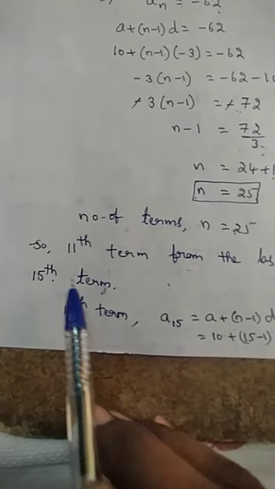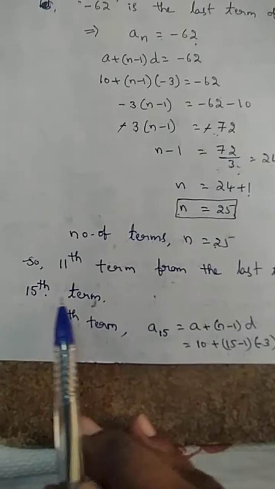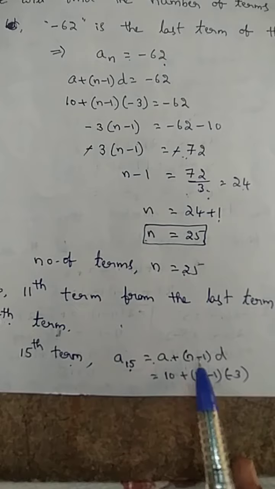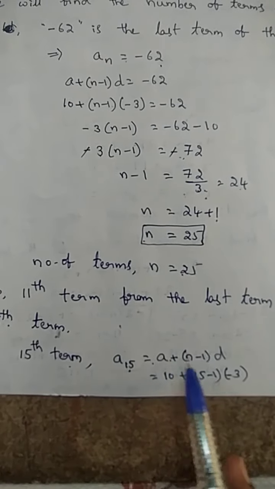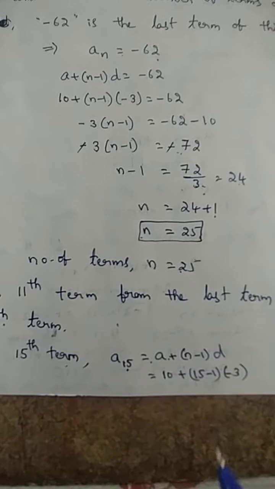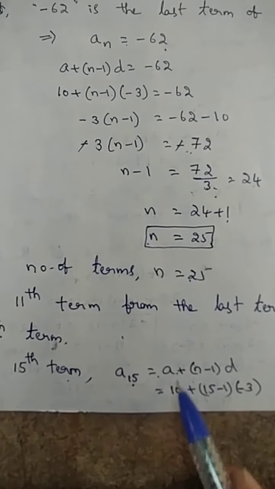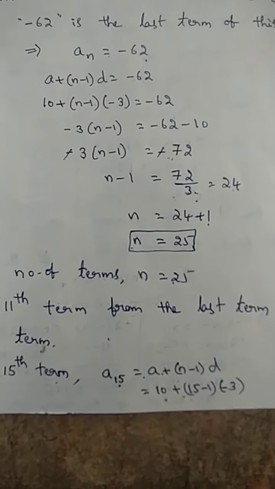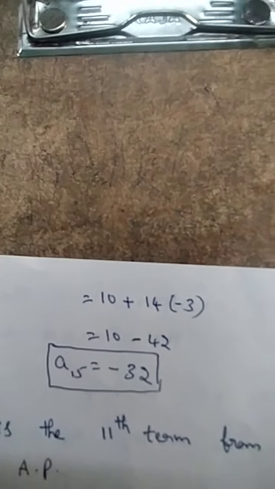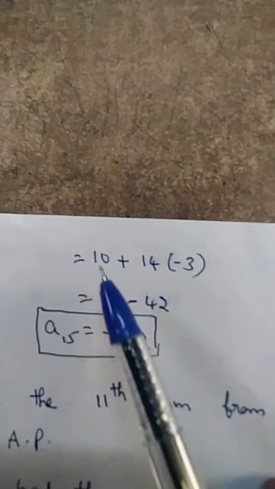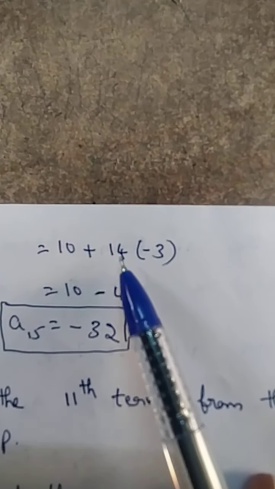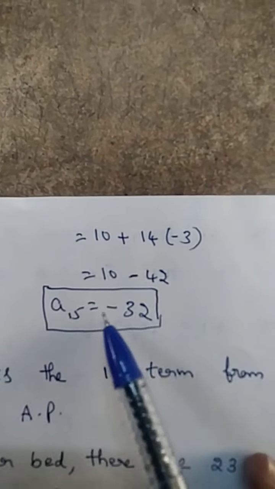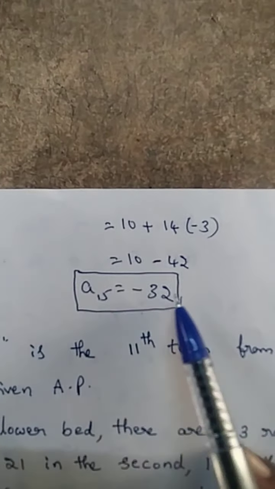Okay. So then automatically from the first, you can find the 15th term. A15 is equal to A plus n minus 1 into D. Here A is 10, n is 15, so n minus 1 is 15 minus 1, and D is minus 3. Substituting those values, 10 plus 14 into minus 3. 14 times 3 is minus 42. 10 plus minus 42 is minus 32. A15 is minus 32.